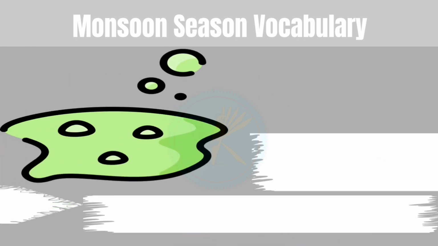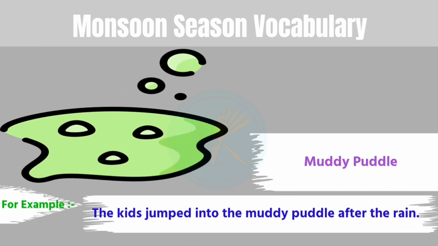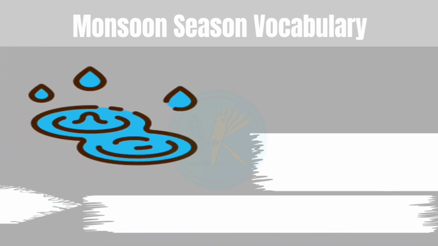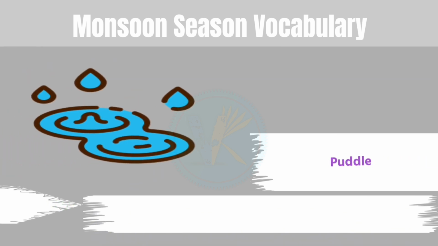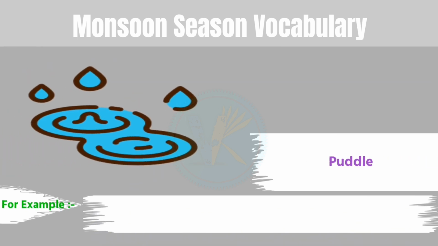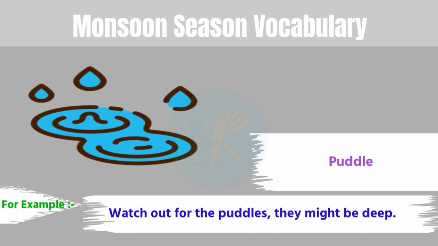Next, muddy puddle. Muddy puddle. For example, the kids jumped into the muddy puddle after the rain. Next, puddle. Puddle. For example, watch out for the puddles, they might be deep.